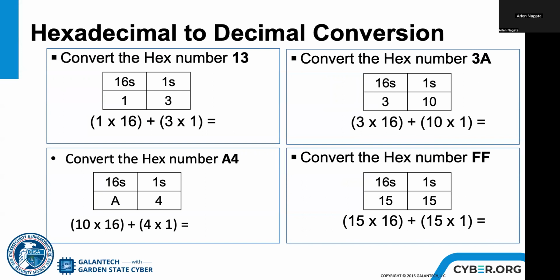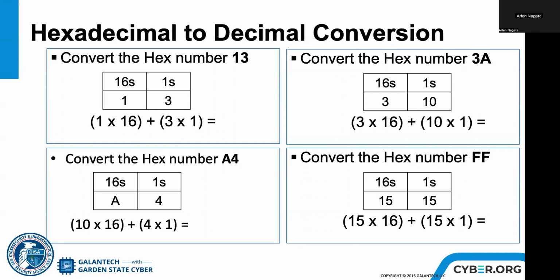Okay, every byte, 8 bits, is 2 hex numbers. Okay, so we go from 8 bits, 1 byte, down to 2 hex numbers.